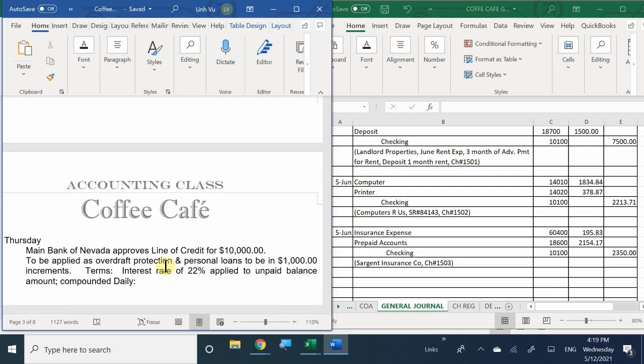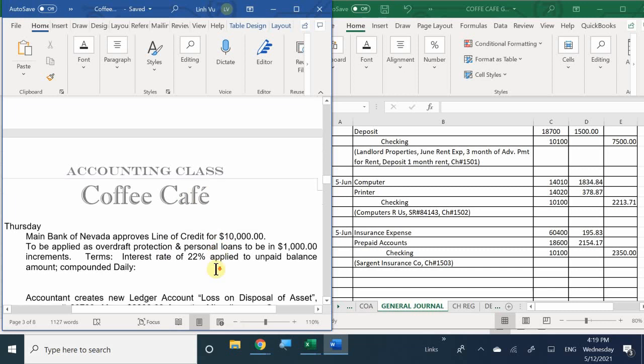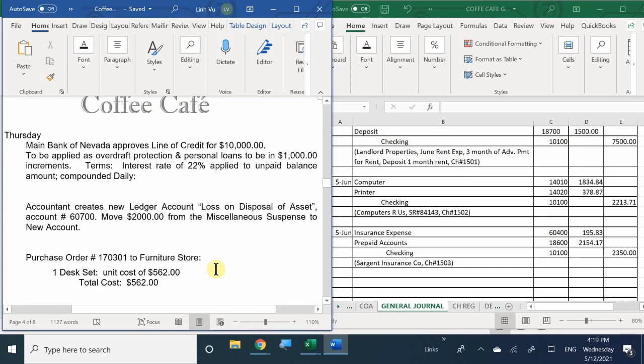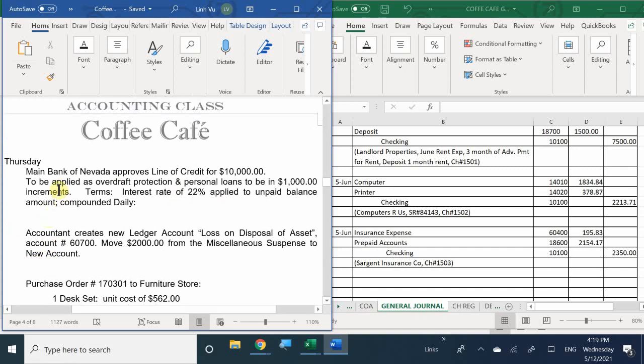However, that's definitely something you want to keep in mind, that you do have $10,000 worth of money to protect the bank account, and it's from the main bank of Nevada. Okay. So then let's see what happened next. Okay, so no transaction necessary.